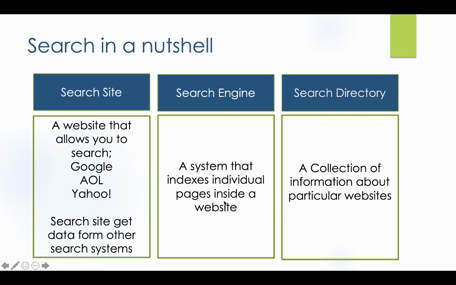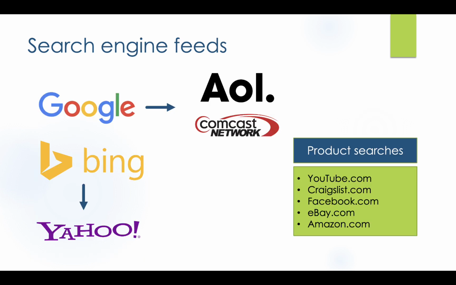And what search engines do is that they index individual pages on all of the websites that they have access to. So that is what a search engine does. It's surfing the web, it's scraping all of these disparate pages, and it is ranking them based on keywords. And then finally, you may have heard of a search directory. A search directory is one of those things where you put in a keyword, you click on it, and it takes you to a number of different websites that you can use.